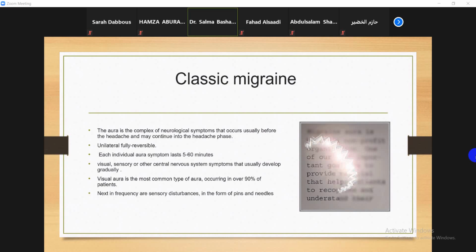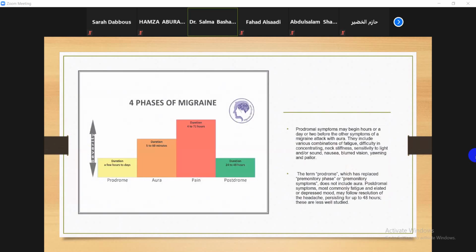Next in frequency, auras can be sensory. They can describe sensory disturbances in the form of pins and needles. They can be motor too. They can have some, we call it hemiplegic migraine, some motor symptoms. But the most common auras associated with the migraine are the visual auras.